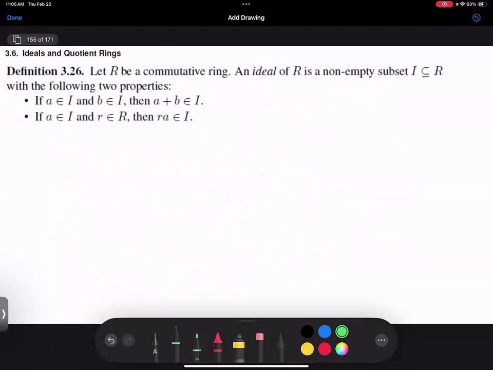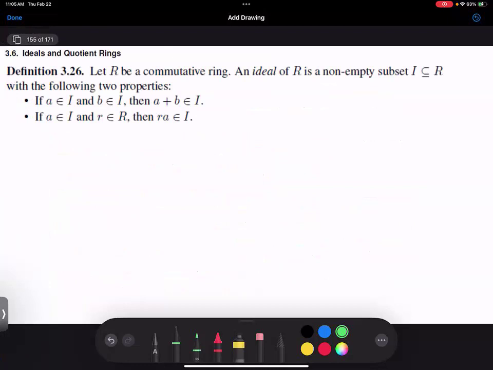Okay, so section 3.6 is quotient rings. I will just end with the definition of what a quotient ring is. So if R is a commutative ring, an ideal, I guess not, we won't get to the quotient, we'll just get to what an ideal is. An ideal of R is a non-empty subset.